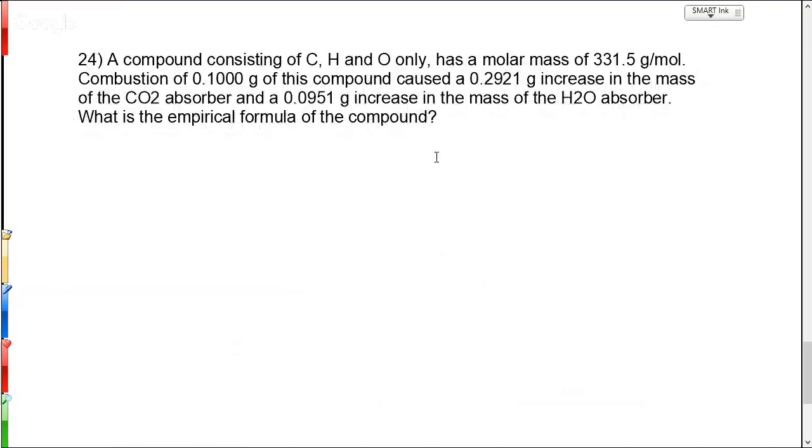Okay. A compound consisting of CHNO only has a molar mass of 331.5 grams per mole. Combustion of 0.1 grams of the compound caused a whatever increase in the mass of a CO2 absorber, and this increase in the mass of the H2O absorber. So that's just a fancy way of saying that much CO2 and that much H2O. What is the empirical formula of the compound? So do you want to step through it together, or do you want to try it and then go through it together? Go through it together? Okay.